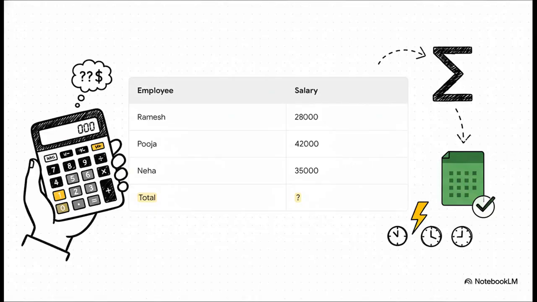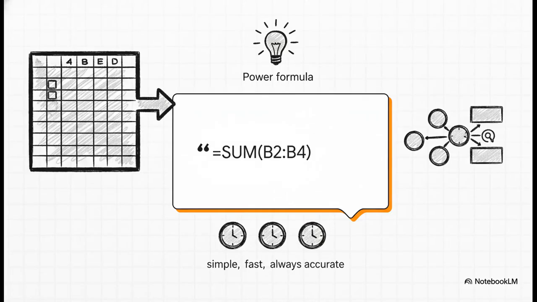All right, let's take a look at a super common task. You've got a list of employees' salaries, and you need the grand total. Now, you could pull out your phone calculator and start punching in numbers, or you could just let Sheets do it for you in literally less than a second. And here it is, the magic formula. Equals SUM B2 to B4.